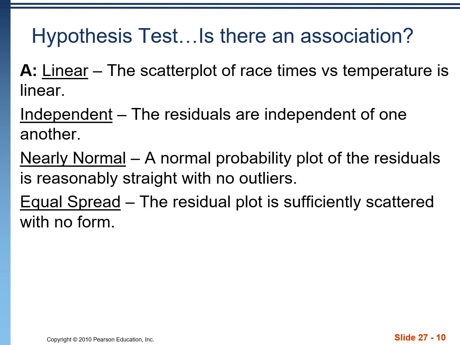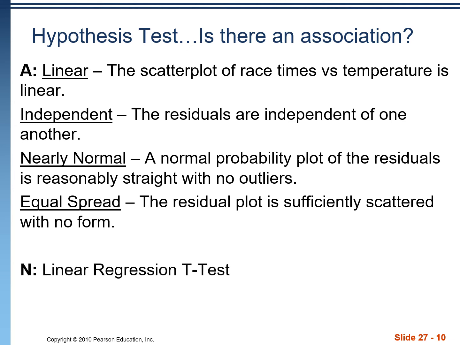Assumptions and conditions. The scatter plot of race times versus temperature is linear. I, independent: the residuals are independent of one another. For these next two, we want to actually show the residual plot. Draw out the normal probability plot and say the normal probability plot of the residuals is reasonably straight with no outliers. Equal spread: sketch out the actual residual plot and say it's sufficiently scattered with no patterns.